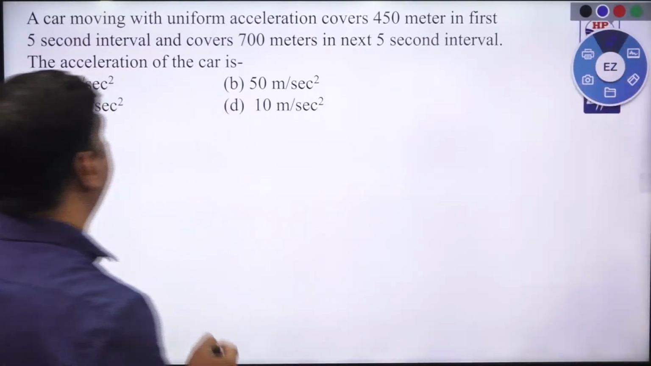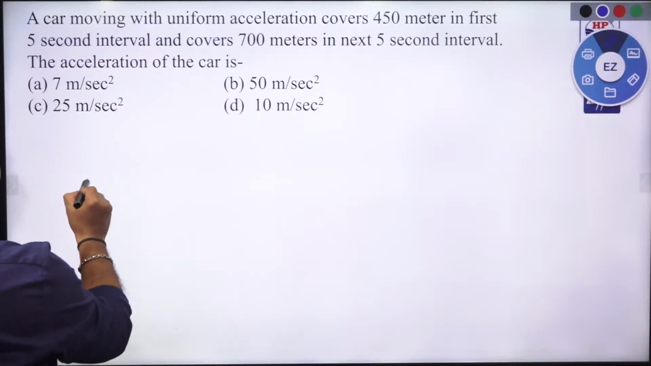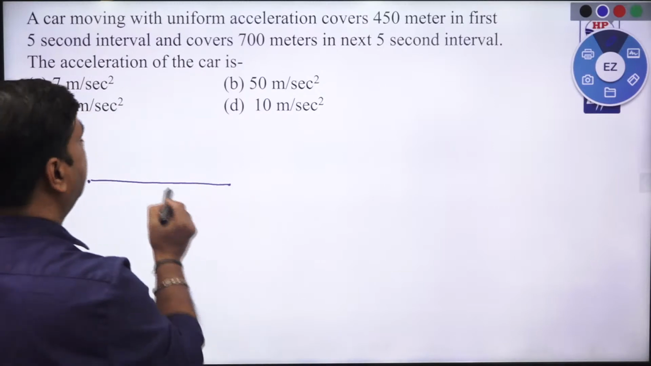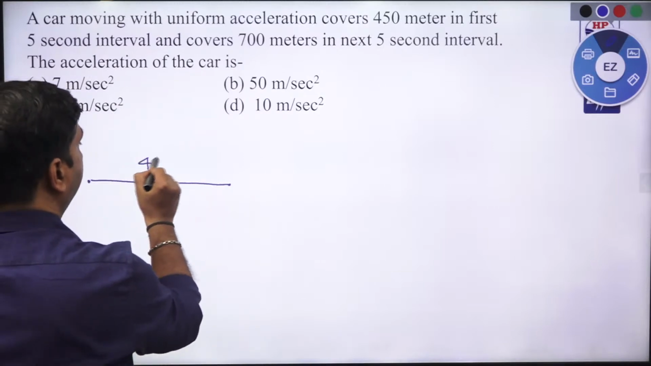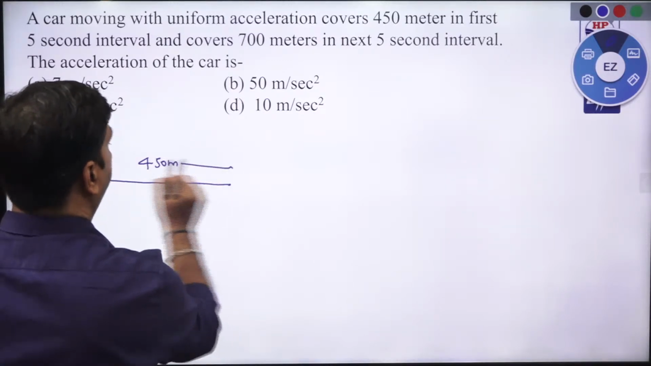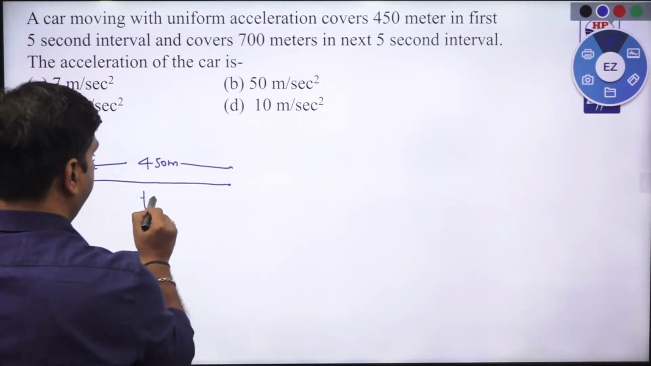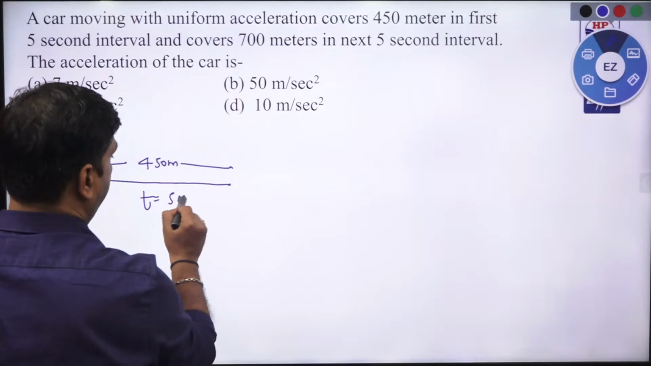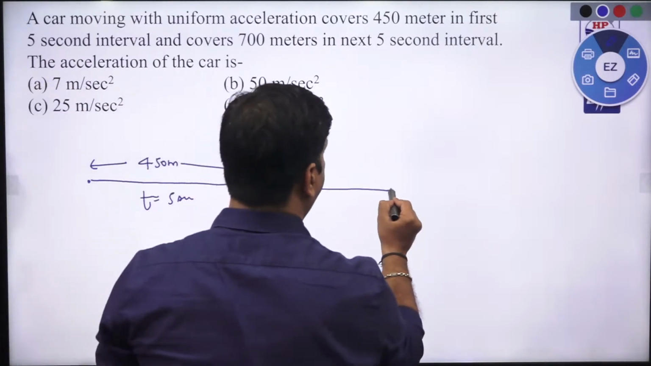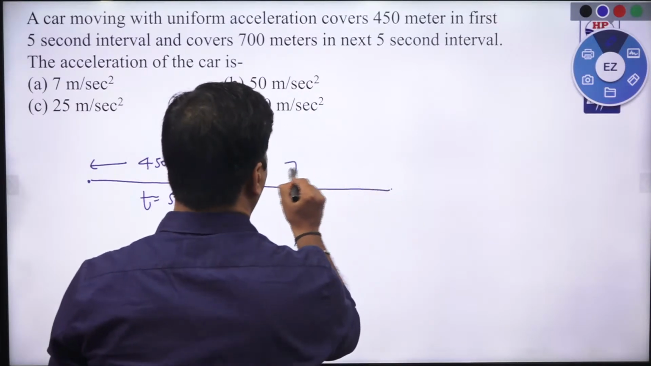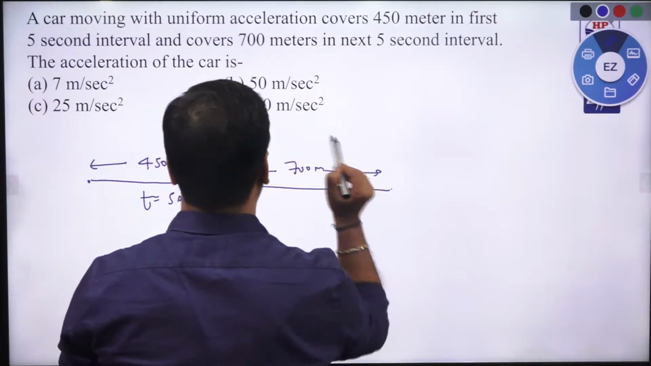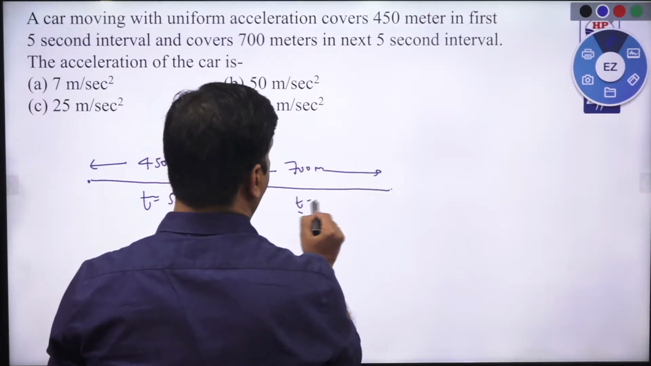There is one car which is starting from that point, and after 5 seconds it covers 450 meters. 450 meters in 5 seconds, and in the next 5 seconds it also covers 700 meters, at t equals 5 seconds.